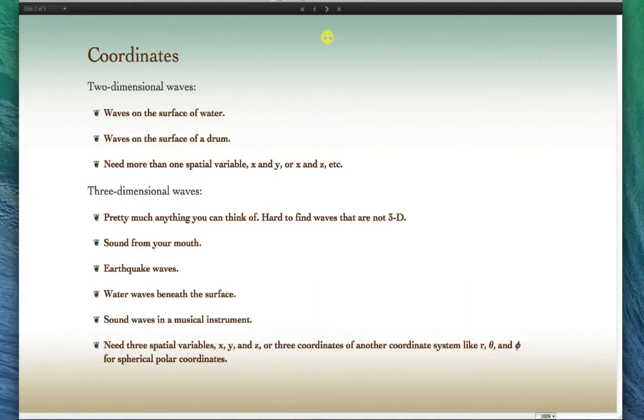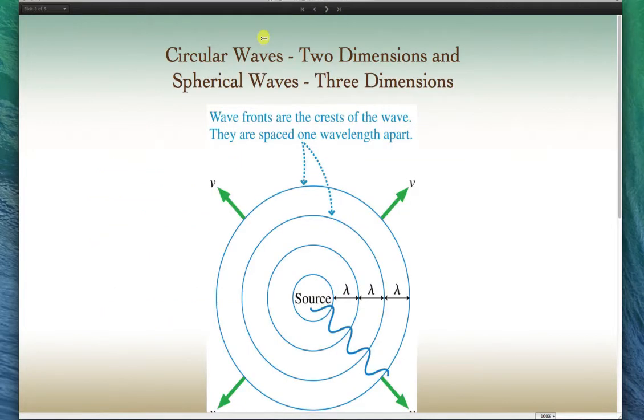So we need coordinate systems. We need 3 variables, typically either x, y, and z, or depending on the shape of the wave, it might be more convenient to use spherical polar coordinates, r, theta, and phi. So it just depends on how you can describe the wave most easily mathematically. What is the shape, and which coordinate system best describes that shape in the simplest mathematical form. So we're going to talk about circular waves to be sort of simple.